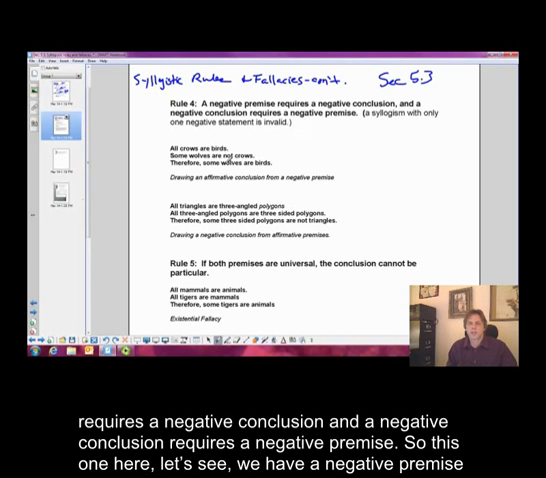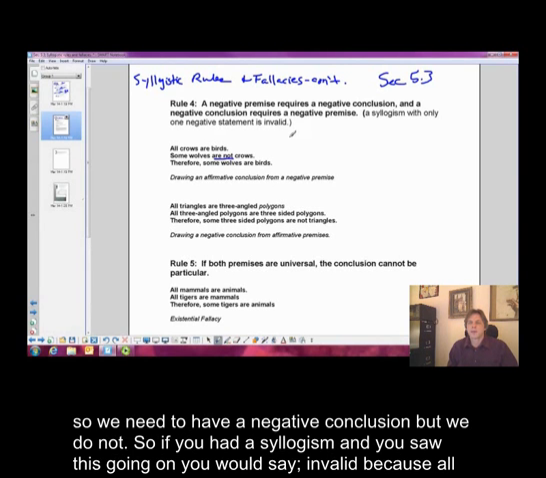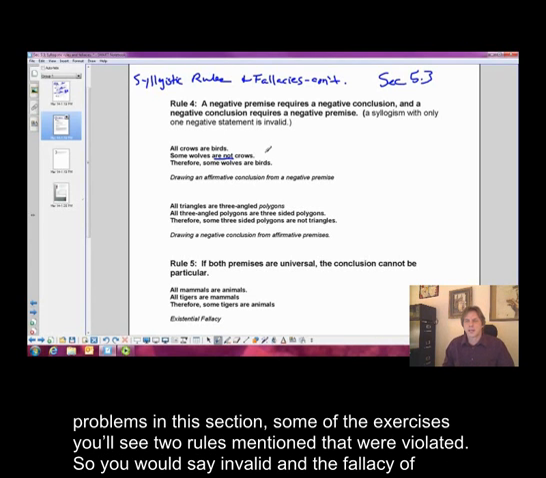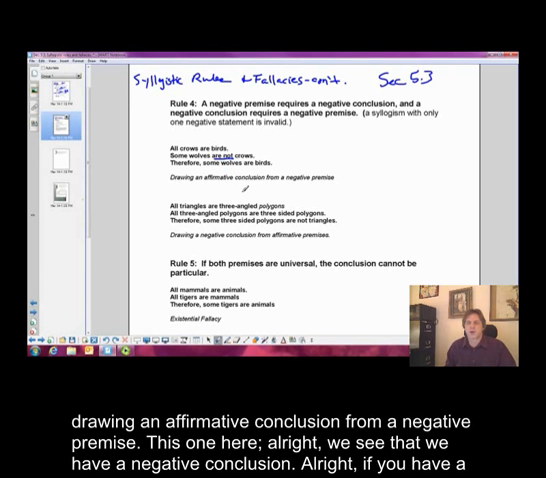Okay, so this one here, we have a negative premise, so we need to have a negative conclusion, but we do not. So if you had a syllogism and you saw this going on, you would say invalid, because all you need to do is find just one rule that's broken, but you can find more than one. In the answers in the back of the book for some of the starred problems in this section, some of the exercises, you'll see 2 rules mentioned that were violated. So you would say invalid and the fallacy of drawing an affirmative conclusion from a negative premise.